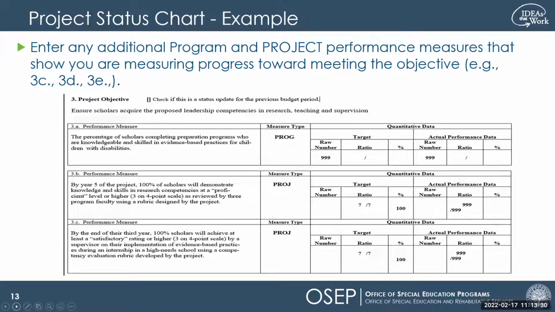Here's another example from the project status chart. You would enter any additional program and project performance measures that show you are measuring progress toward meeting the objectives. So for here, you can see at the top, project objective 3, and then the corresponding performance measures with 3A, 3B, 3C, and so forth.